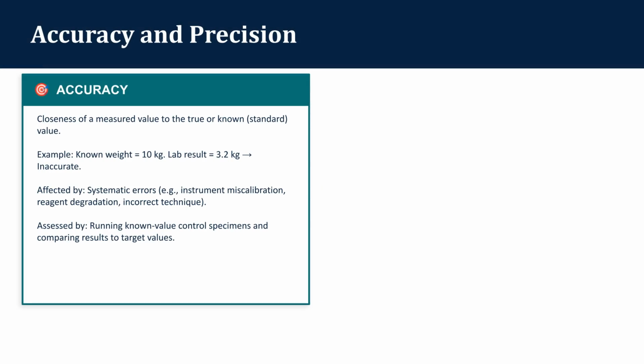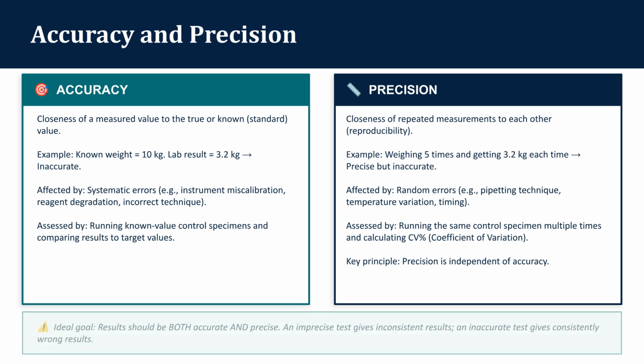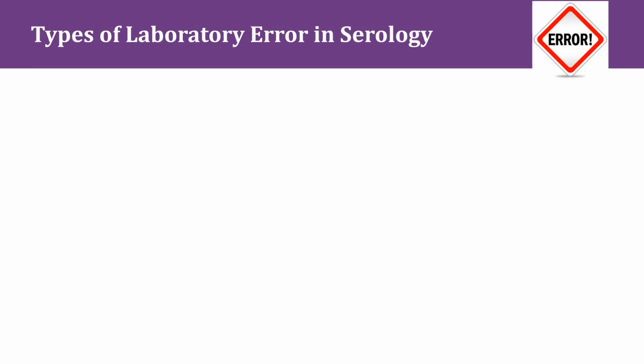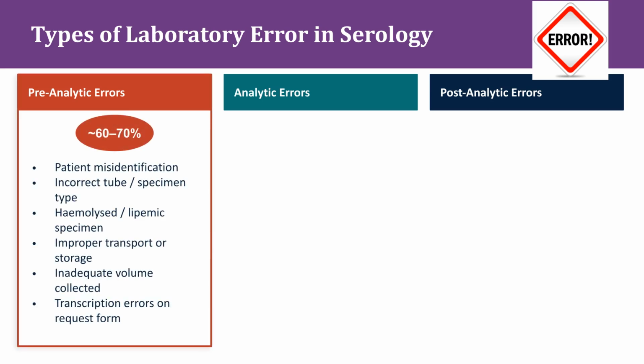Accuracy is the closeness of a measured value to the true value, affected by systematic errors. Precision is the closeness of repeated measurements to each other, affected by random errors. The ideal goal is for results to be both accurate and precise. There are three main types of errors in serology: pre-analytic, analytic, and post-analytic errors. Pre-analytic errors happen before testing and are the most common. Examples are wrong patient ID, wrong specimen, hemolyzed sample, poor storage, low sample volume, and request form mistakes.